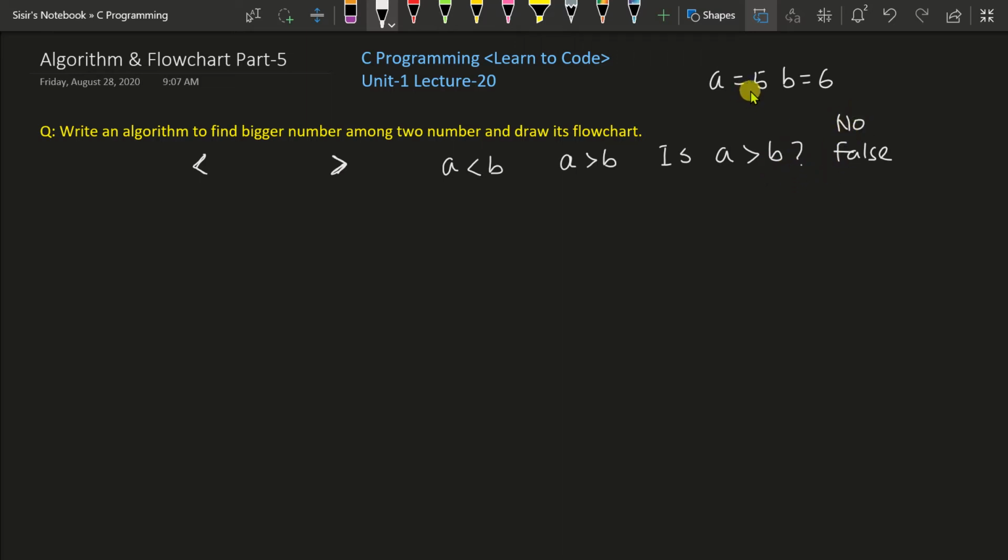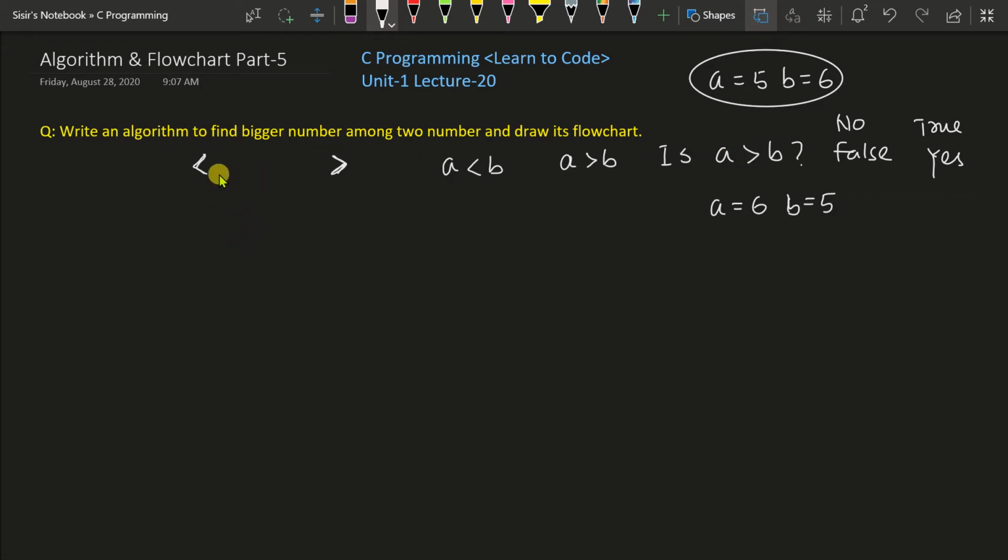Similarly, for this particular case, this is false. But if I write a is equal to 6 and b is equal to 5, then this statement becomes true, right? So true means yes. Got my point? So we should understand the use of this greater than and less than symbol. The left value is always compared with the right value, and the symbol specifies whether it is bigger or smaller, depending upon the symbol you are using over here. So we are going to use this symbol to write our algorithm.